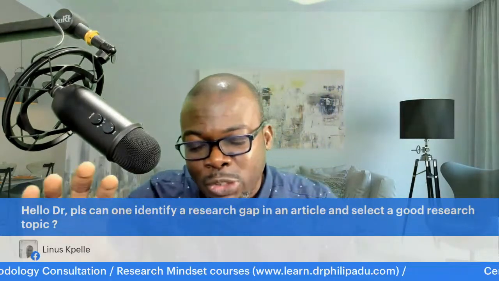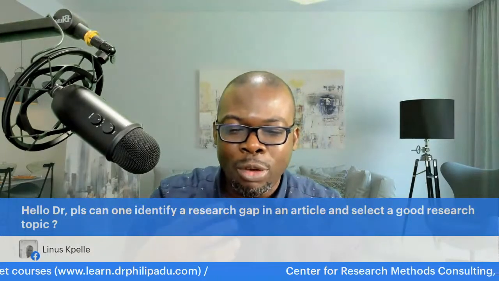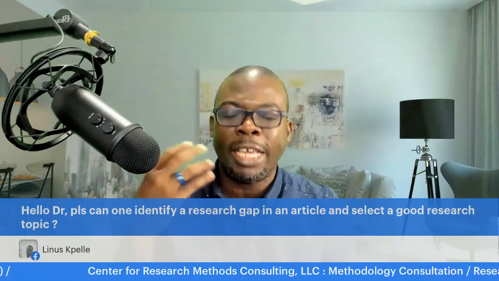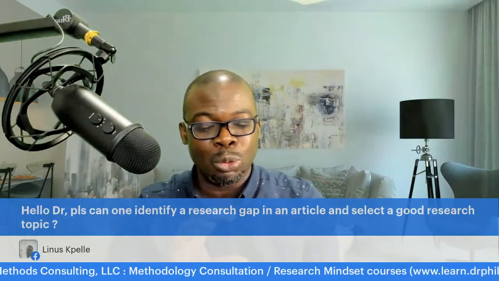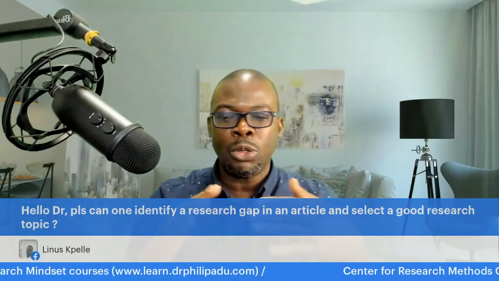Sometimes you may not have a topic, but reading through the literature, you'll be able to identify a specific problem or a gap. Identifying the gap will help you to think about a specific topic that is consistent with the problem or the gap that you have identified, right? So research is sometimes not a linear process. Sometimes you may start with even the purpose of the study, and then work back, right?